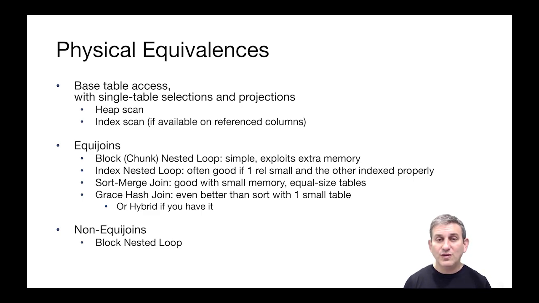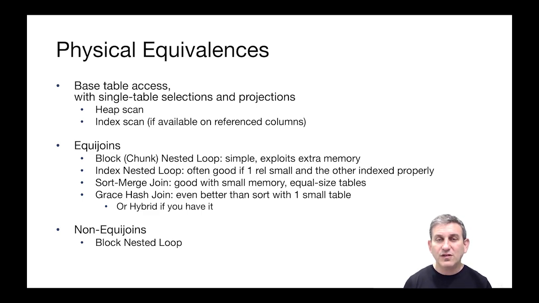Sort merge join, as we know, is good. It makes efficient use of memory. It works well when your tables are equal sized. If your tables are rather different sized, you might want to use grace hash join. It's better than sort when one of the tables is small. Or you can try to use hybrid hash join if you have that.